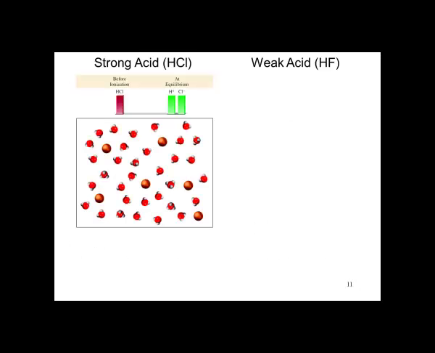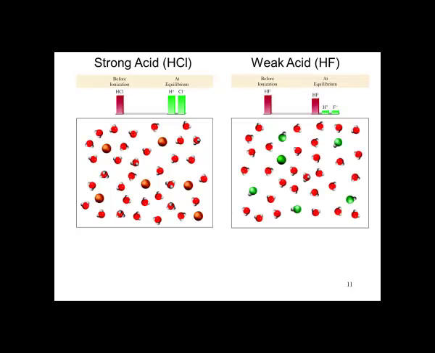Look at this diagram of a strong acid. Before ionization and then at equilibrium, notice that the HCl is completely dissociated into H+ and Cl-. Contrast that with a weak acid, HF. Before ionization and at equilibrium, the amount of HF is not much different than before ionization. A small amount dissociates into H+ and F-. This contrasts a weak acid with a strong acid.